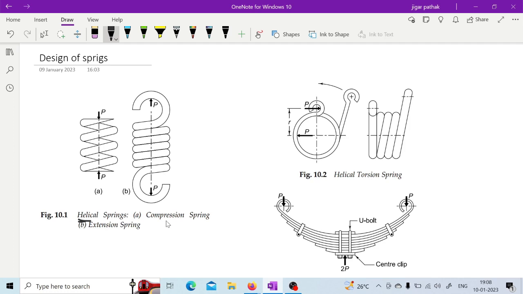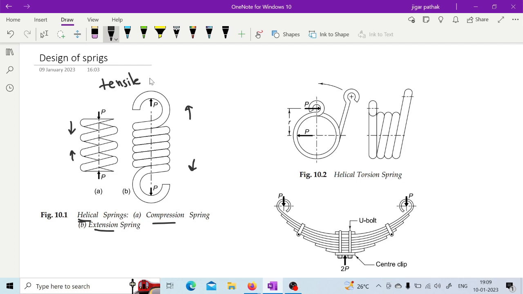As you can see in this figure, there are compression springs and extension springs. Compression spring means that when load is applied on the spring, it gets compressed, so its length decreases. Similarly, in an extension spring, whenever load is applied, it expands, as shown in this figure. But compression and extension here refer to what happens to the length of the spring, so the spring is not experiencing any tensile or compressive stress in this case.